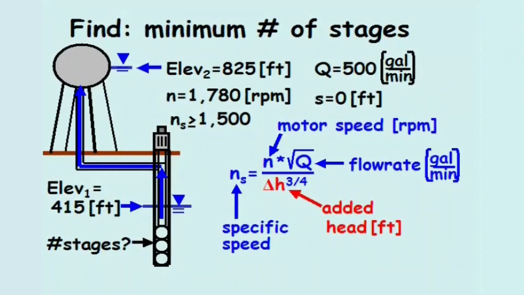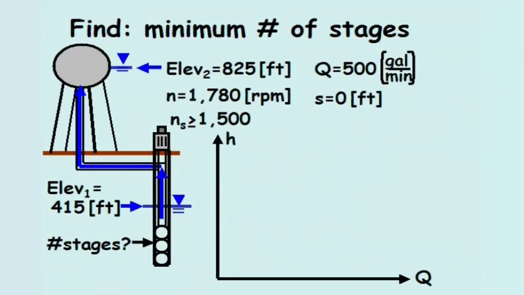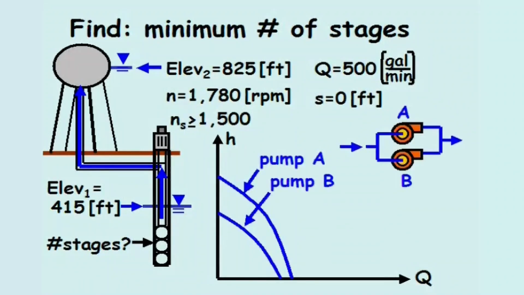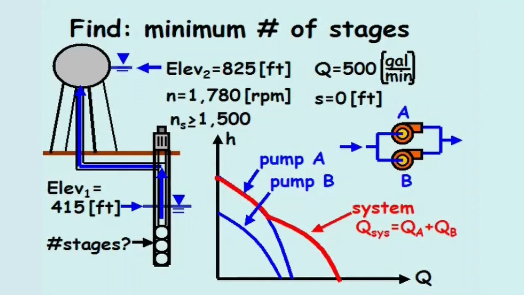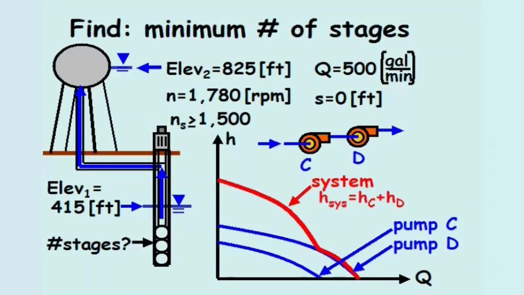Solving for the added head equals the actual speed to the 4/3 power times the flow rate to the 2/3 power divided by the specific speed to the 4/3 power. If we look at a pump curve, we recall that the total flow rate resulting from multiple pumps operating in parallel is the sum of the flow rates from each individual pump for a given head. Similarly, the total head resulting from multiple pumps operating in series is the sum of the heads from each individual pump for a given flow rate.